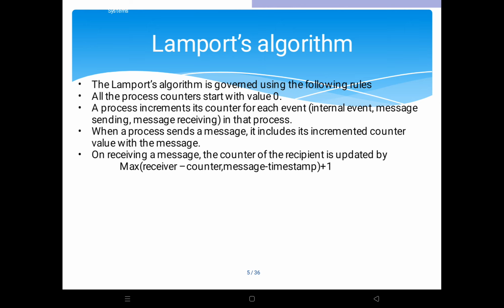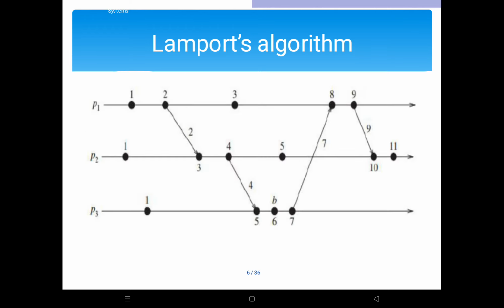The third rule: when a process sends a message, it includes its incremented counter value with the message. The next rule, the final rule: whenever a process receives a message, the counter value is updated by maximum of receiver counter, comma, message timestamp, plus 1. These are the four important rules of Lamport algorithm for scalar clock.